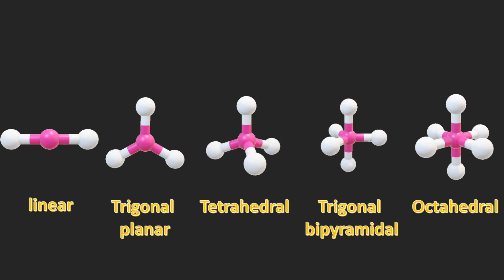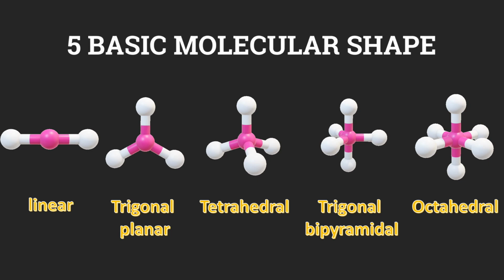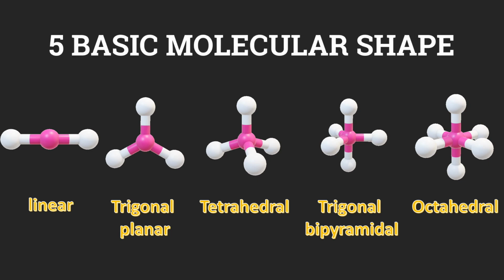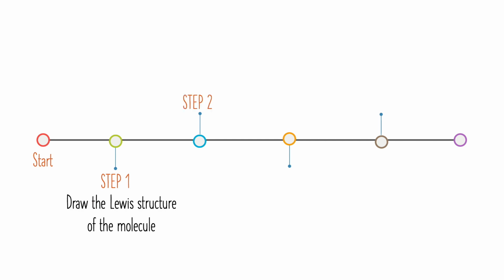Overall, these are 5 basic shapes of molecules with their respective names. Next, let us learn how to draw the 5 basic molecular shapes according to the examples given. In order to draw the molecular shape, we need to follow a step-by-step method. The first step is to draw the Lewis structure of the molecule.